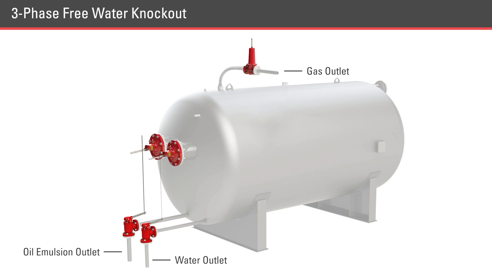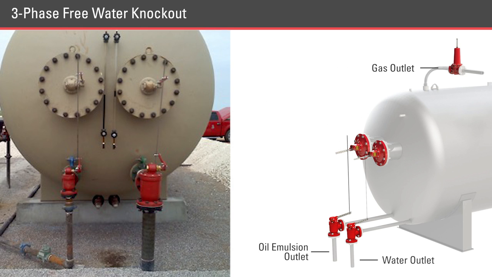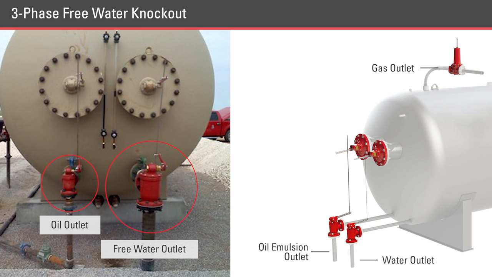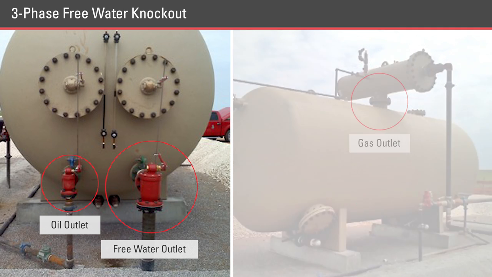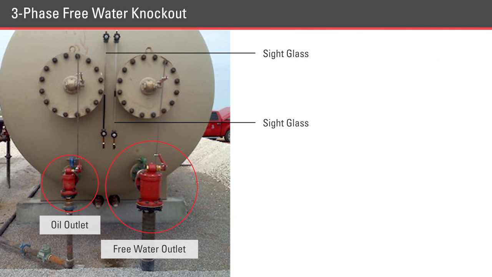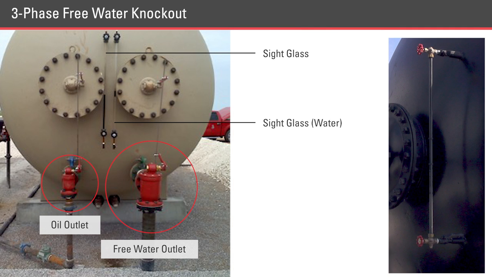in the same vessel. In this three-phase free water knockout, the free water comes out of the right side dump valve, the oil emulsion leaves through the dump valve on the left side, and the gas goes out of the top of the vessel. How can we tell? First, look at the sight glasses. The one on the right is clear, indicating water, while the one on the left contains dark oil.